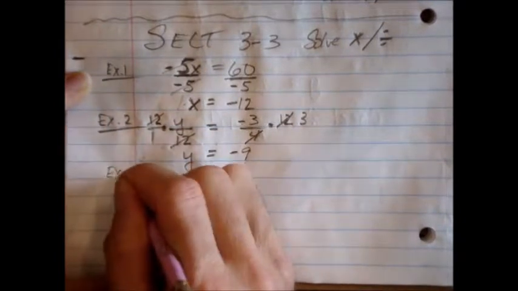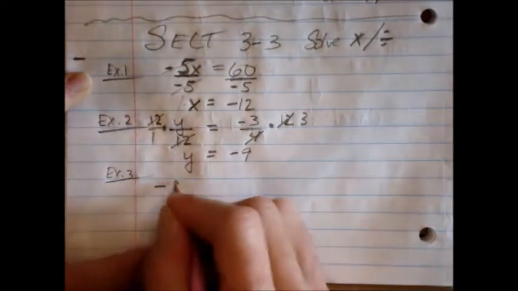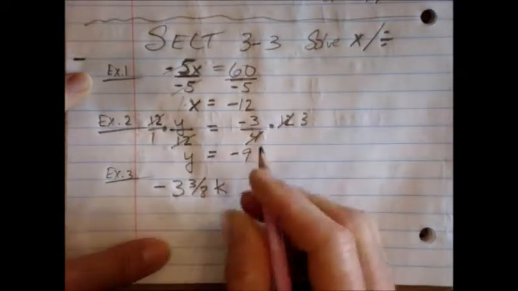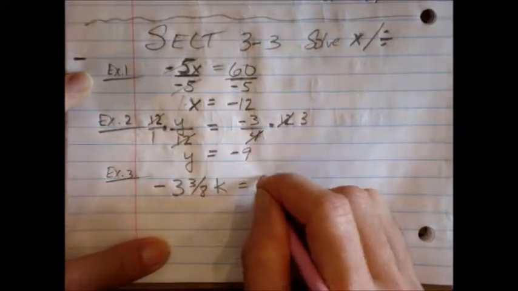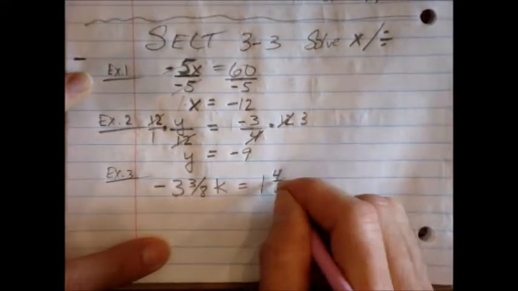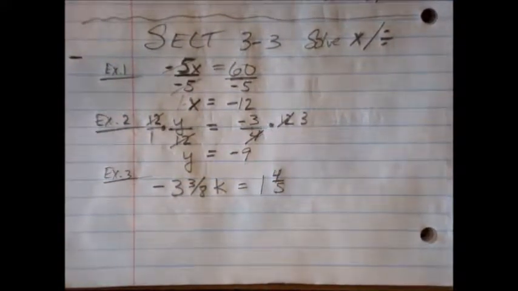Example 3, and we're halfway there. Let's do negative 3 and 3/8 equals 1 and 4/5. Knowing that we don't do a whole lot with calculators here, what do you think would be a good idea?